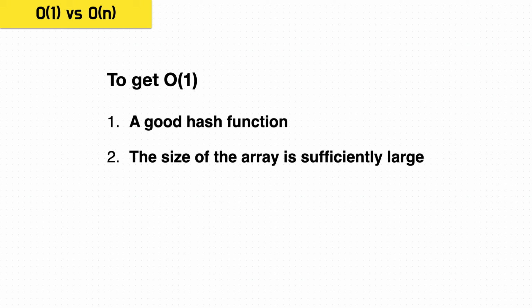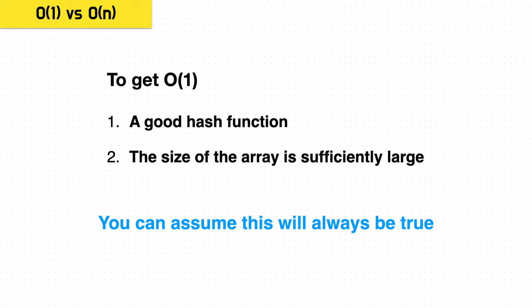So one thing you may have noticed is that we're iterating through a linked list, and we usually assume this takes O of n time. So how can we assume hash tables operate in constant time? To do this, we assume there has to be a good hash function, and the size of the array is sufficiently large. If these aren't true, then the hash table does operate in O of n time, but if they are true, then we get those constant time operations. And you can assume this will always be true. Hash table implementations for all languages are implemented well and will pass these constraints to get constant time operations.